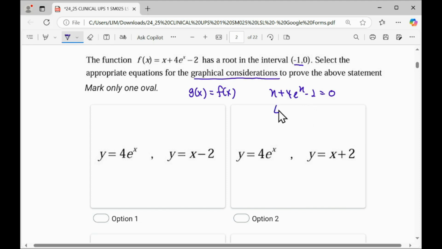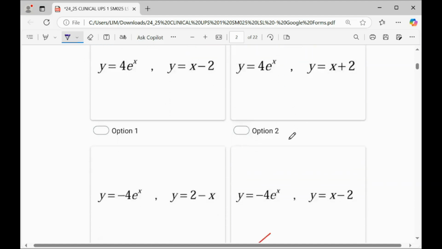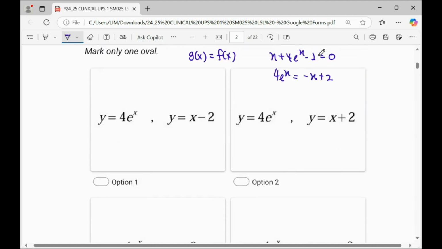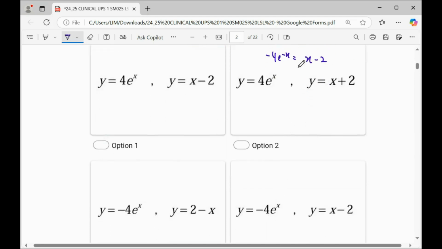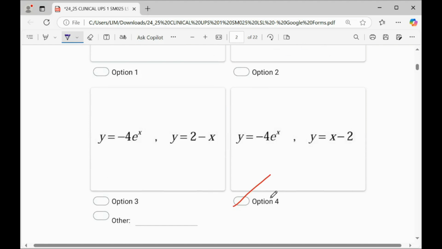Our answer will be the exponential function on the left hand side, and we move the function x to become negative and 2 to become positive. So this is one of our graphical methods. Considering 4x and negative x plus 2, it looks like we don't have the answer. Maybe we move back. Another option is to move the negative to the left hand side. Here we have the positive linear. So negative exponential and positive linear. So here we have our option 4.